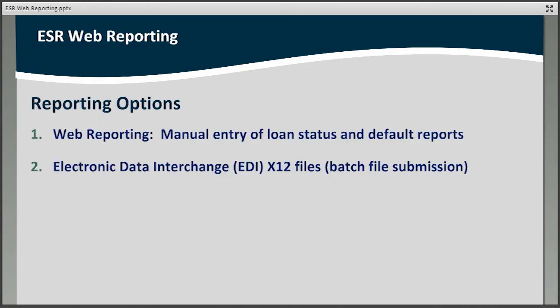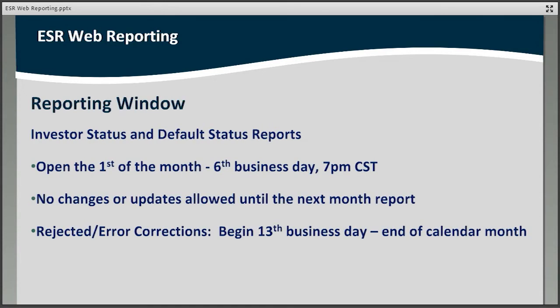There are two reporting options available. One is web reporting. This is the option discussed in this training presentation. Web reporting is the manual data entry of each individual loan in regards to monthly status and default status. The second option is EDI, or Electronic Data Interchange. EDI allows servicers to create and upload X12 batch files directly into ESR and then retrieve rejection and/or correction reports. Both options are available to all loan servicers. Please determine the appropriate reporting method for your needs.